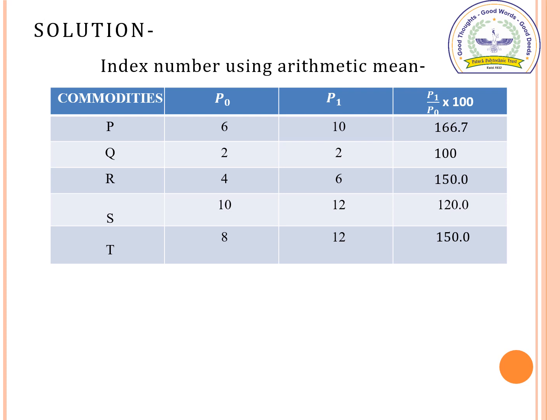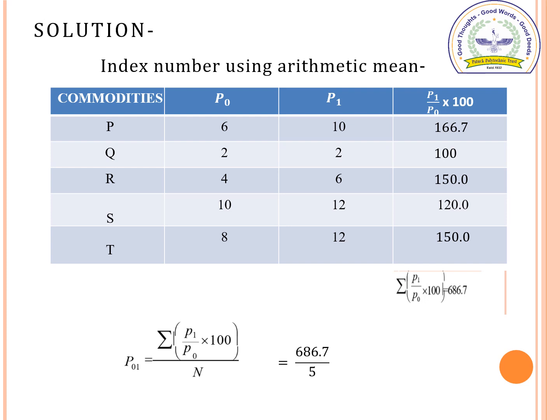So now we need to just calculate the total of P1 upon P0 into 100, which is 686.7. We put 686.7 in the given formula. The formula is summation P1 upon P0 into 100 divided by n. So here, the summation of P1 upon P0 into 100 is 686.7 divided by 5. 5 is the number of commodities, so the total number of commodities is 5. So the answer is 137.34.